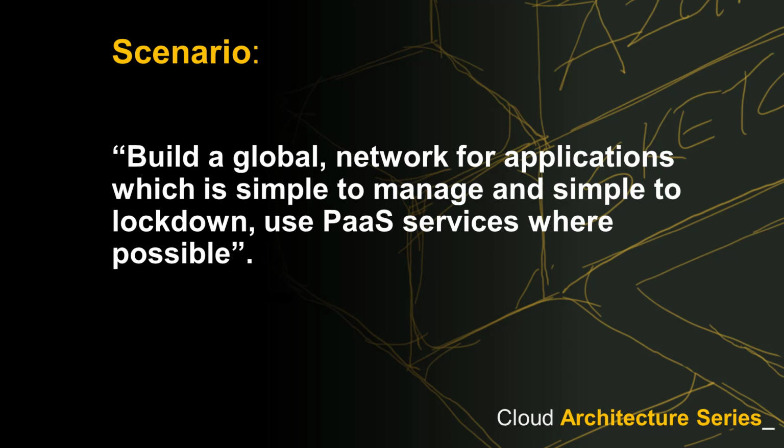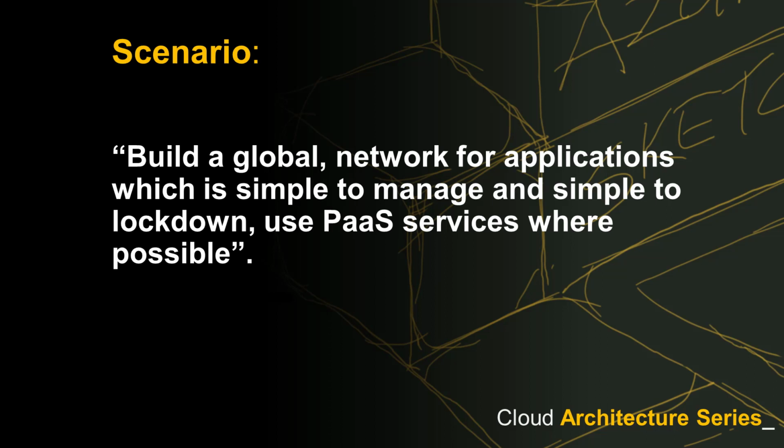There's no infrastructure to manage, right? So the scenario for today: Contoso wants us to build a global network for their applications. It needs to be simple to manage. It needs to be simple to lock down. And here's the key: they want us as cloud solution architects to use PaaS services where possible. PaaS is platform as a service. What that basically means is that you do not manage the infrastructure or the VMs behind the scenes. That's taken care of by the respective cloud vendor, which in this case is Azure.